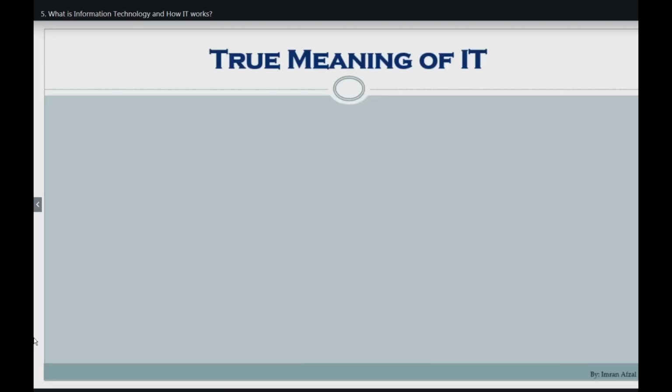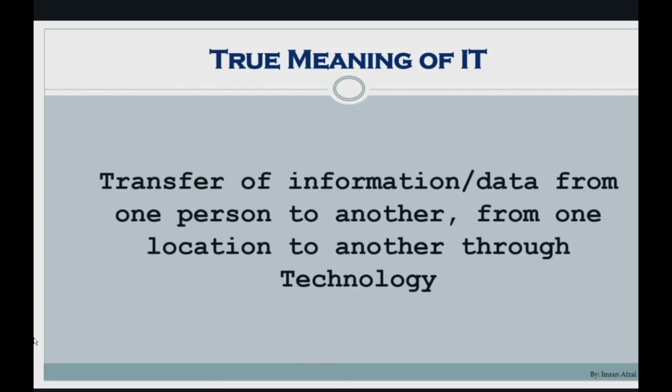What is information technology? That's a very basic question, and everyone should know that. The true meaning of information technology is basically the transfer of information or data from one person to another, from one location to another through technology. What it really means is that you're taking any kind of information and transferring it from one person to another, and it's going from computers through computers. So that technology is the underlying technology.